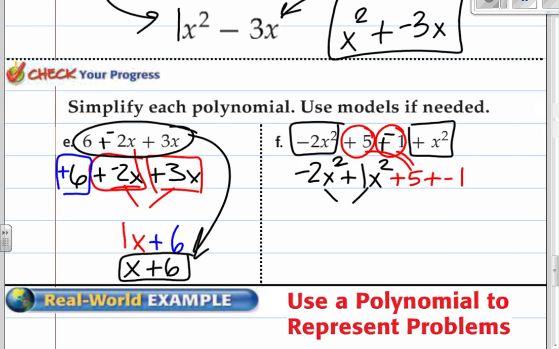Put these two together because they are the same. If you looked at the algebra tiles, they would be those squares. So I have negative 2x squared and I have a 1x squared. When I put those together, that's literally just adding my negative 2 plus 1. That's a negative 1x squared. Then my single units, plus 5 and plus negative 1, I would put together to make a plus 4. So the final answer, they never put the 1 in front of the x, so it will be negative x squared plus 4.